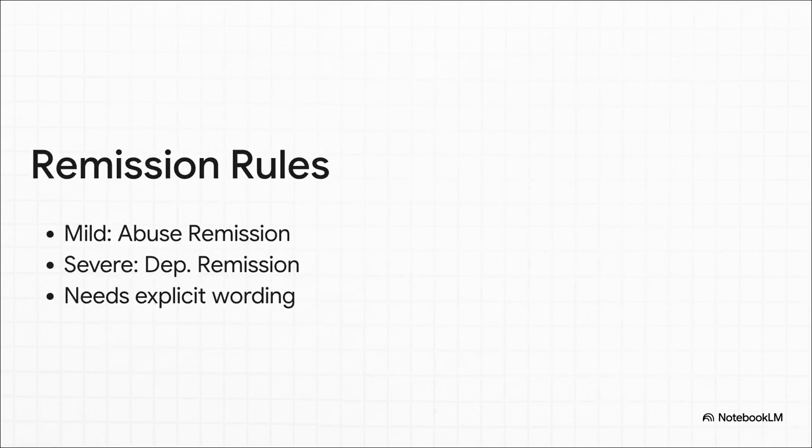But hey, when the provider does properly document it, the guidelines tell us exactly how to map that clinical severity. If they note a mild substance use disorder in early or sustained remission, you classify that to the appropriate code for substance abuse in remission. If it's a moderate or severe substance use disorder in remission, you classify it as substance dependence in remission. But remember, the absolutely critical takeaway here, the absolute deal breaker, is that both of these scenarios require the explicit word remission from the provider's pen.